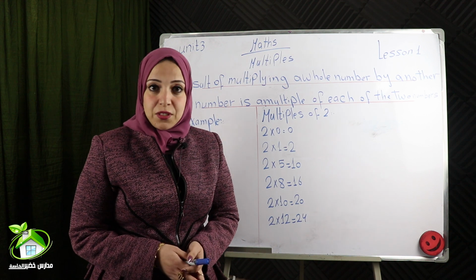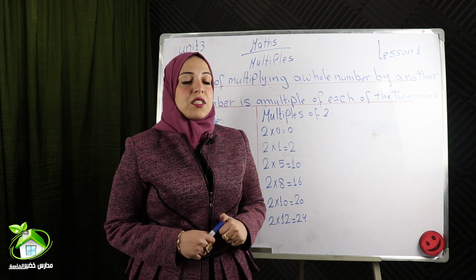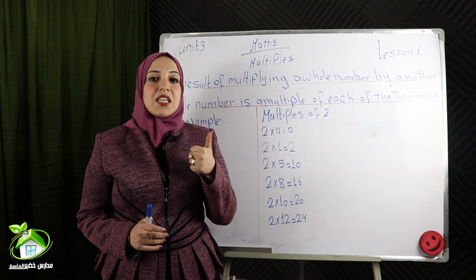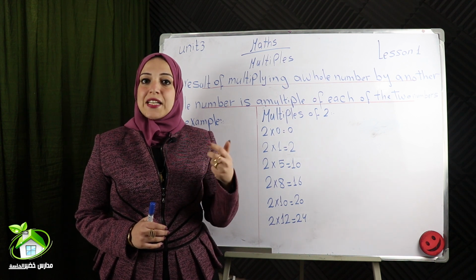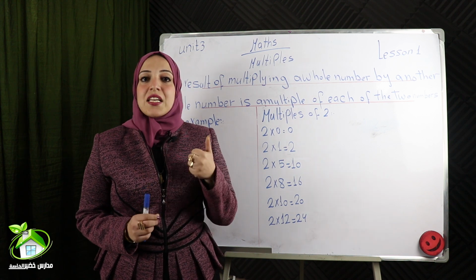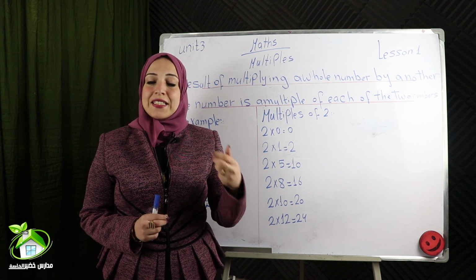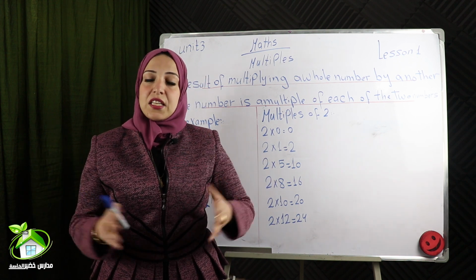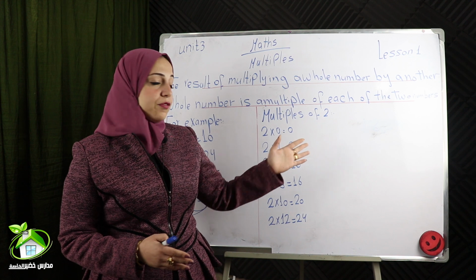Do you remember the even numbers? Let's remember it together. An even number is any number whose units digit equals 0, 2, 4, 6, or 8. So I can say that all the even numbers are multiples of 2.